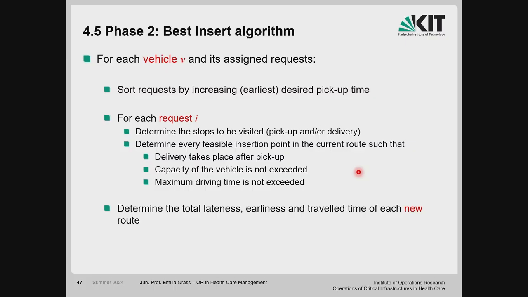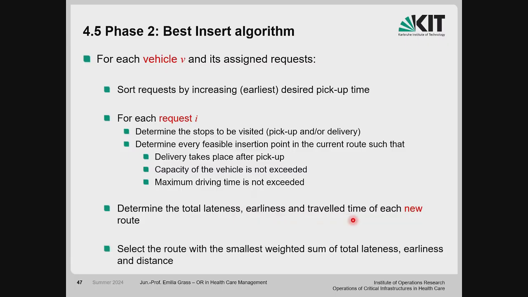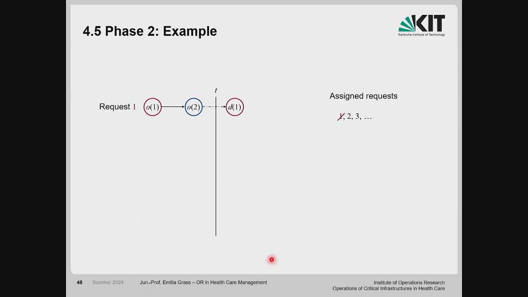Then for each feasible route, you determine the total lateness, earliness and travel time, and select the best route based on some objective function. In this case, it is the weighted sum of lateness, earliness, and also the distance. Maybe an example for this one. Let's say we have request 1: the first patient is picked up first, then the second patient is picked up, and the first patient is delivered.